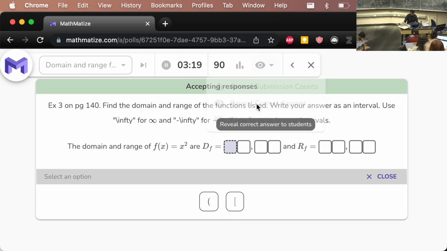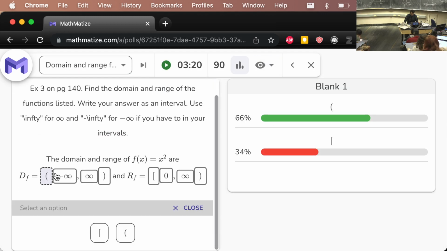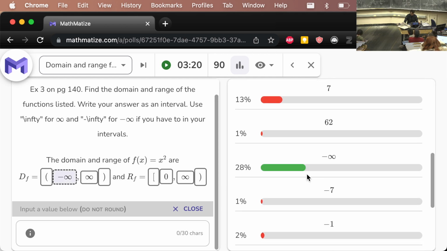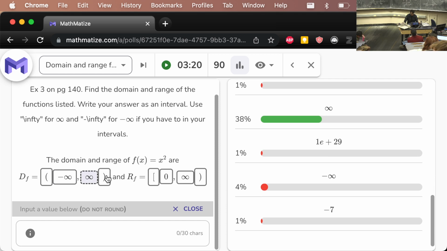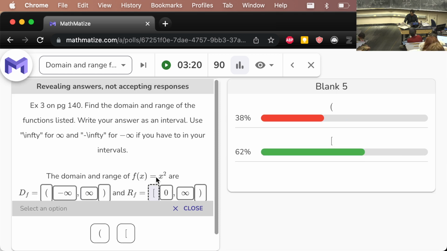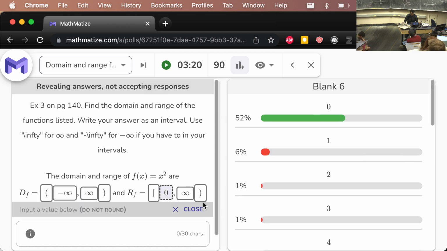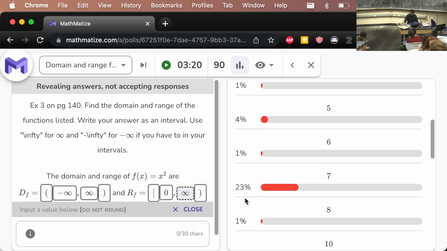Let's reveal the answers. So it's minus infinity to infinity. How many people got this right? Minus infinity. Not many. Maybe you were unable to type in minus infinity. And here on this side, it's 0 to infinity. So those are the correct answers.